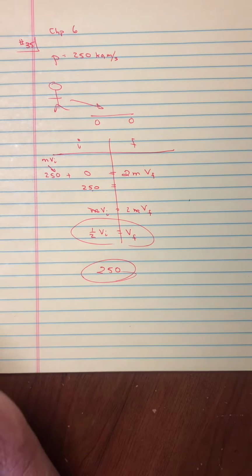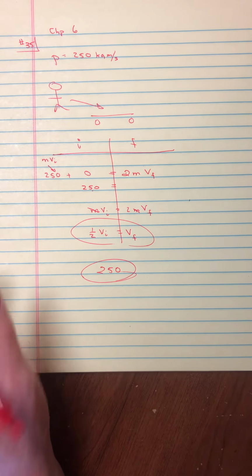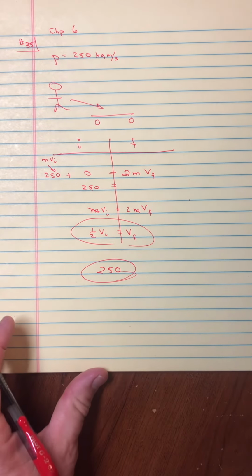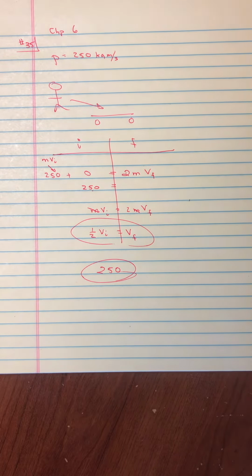They just want you to realize this is a conservation of momentum, and hence, if it's 250 before the interaction, it's 250 after the interaction. All right. Hope that one helps.